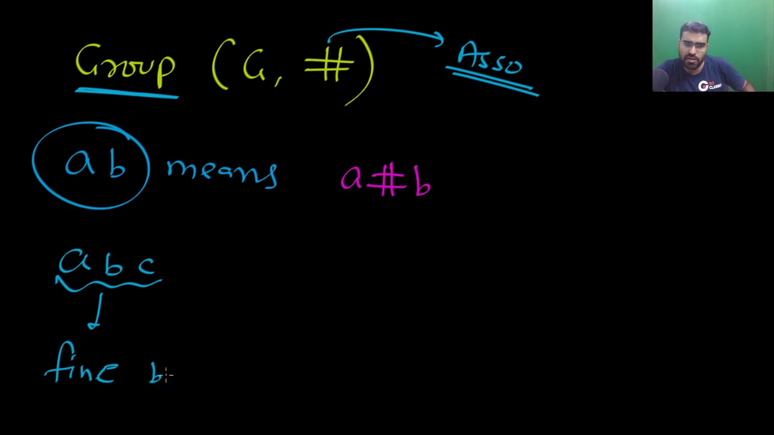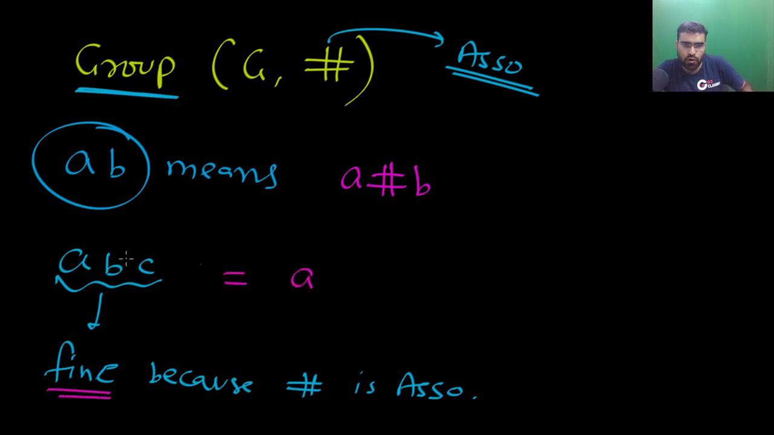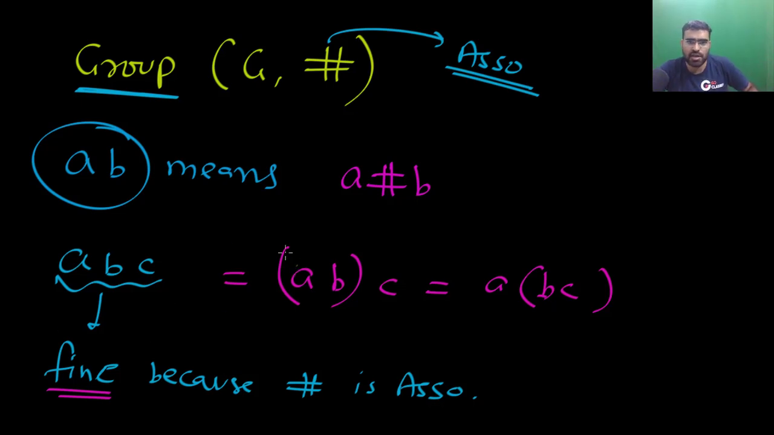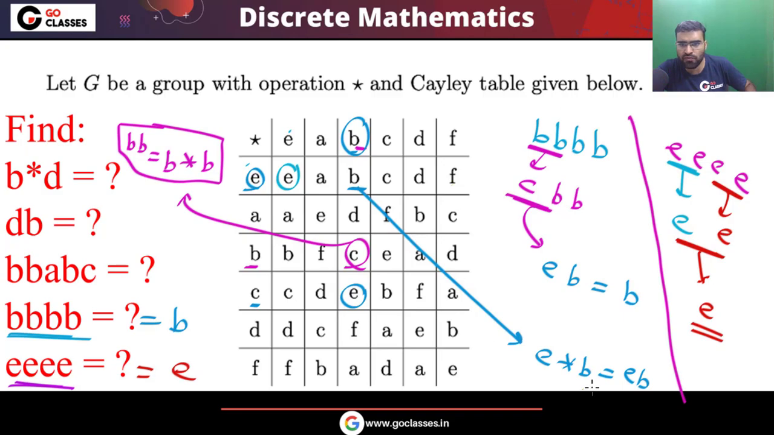This is fine because this operation is associative, so you don't need parentheses. The point is this is completely fine. Of course, if you want to calculate this, you can either calculate like this or like this. That is your choice. So these are the concepts. I hope you understood the concept of Cayley table.